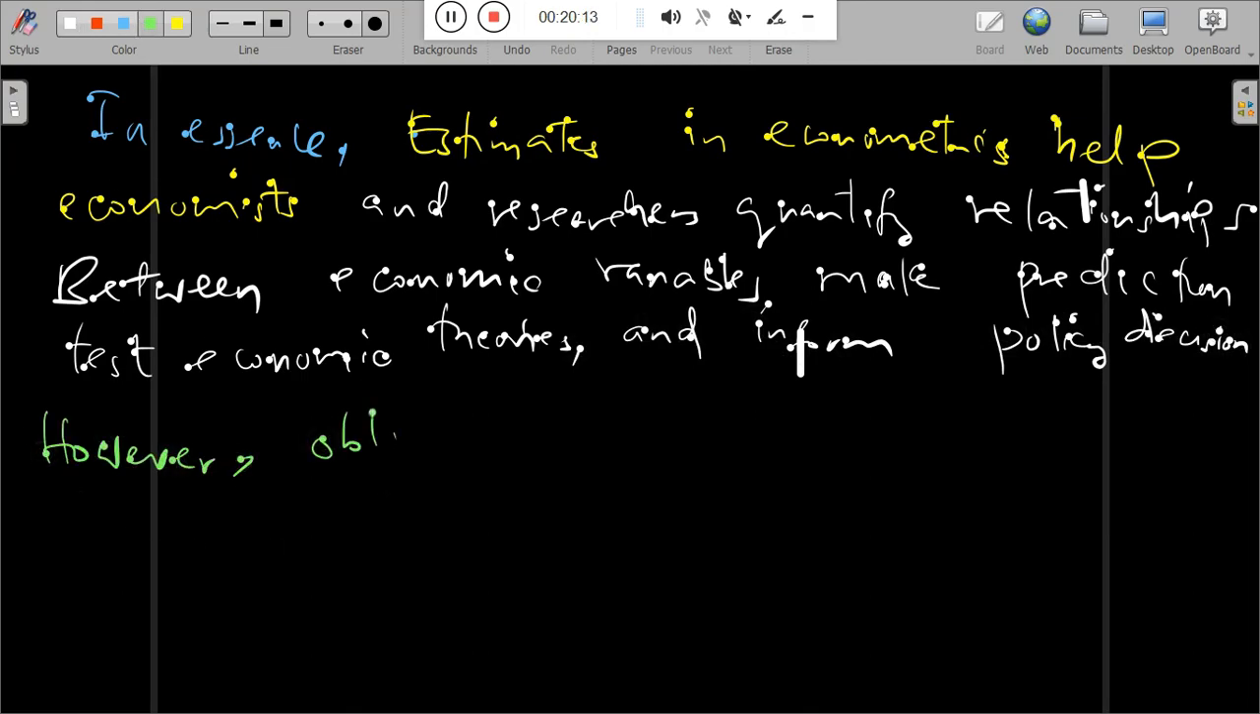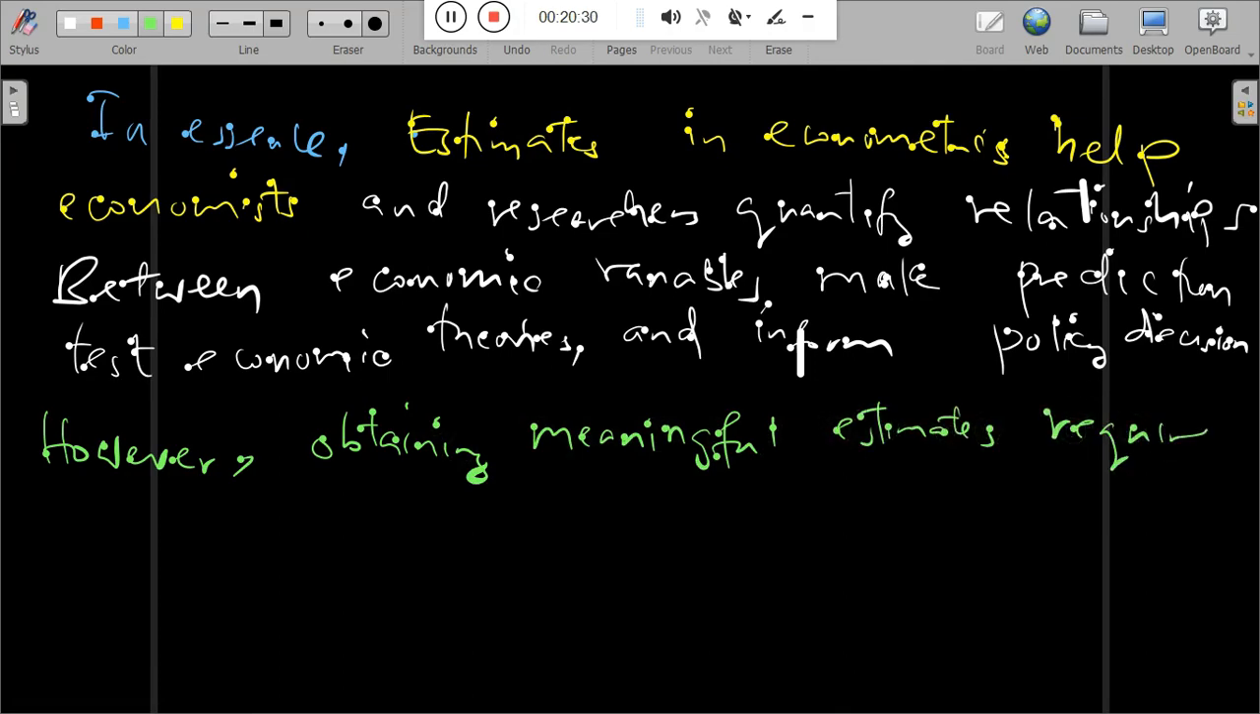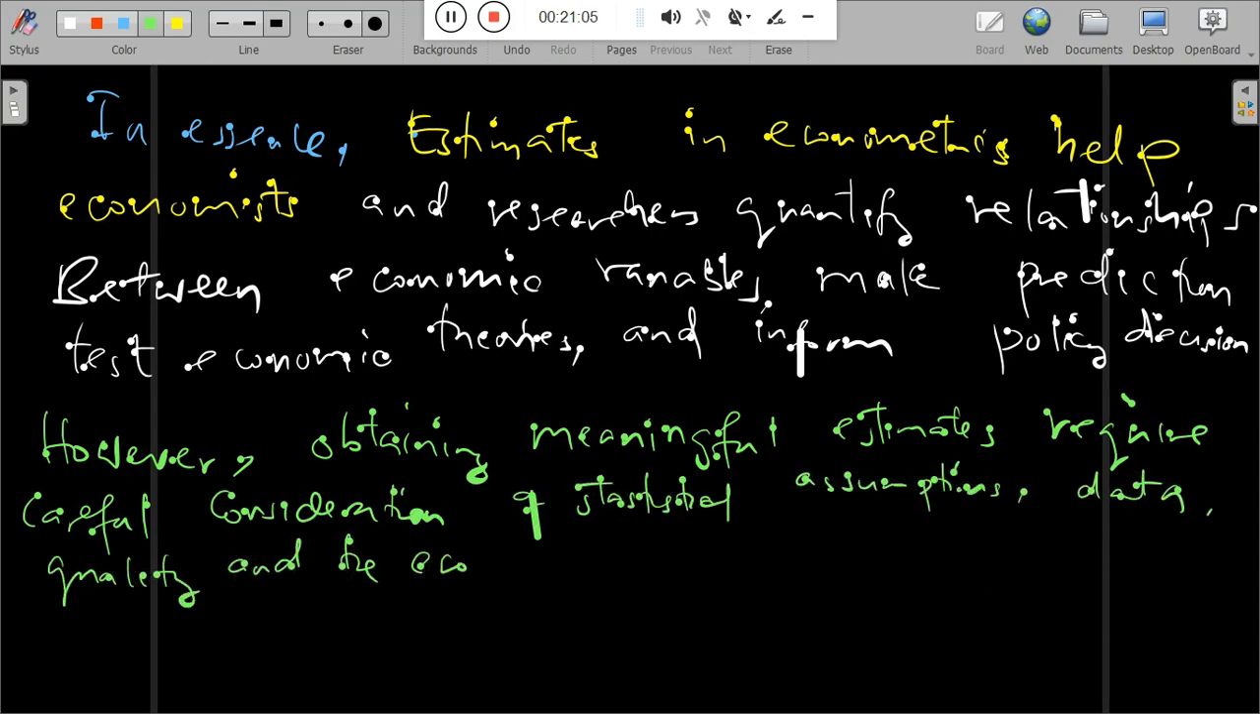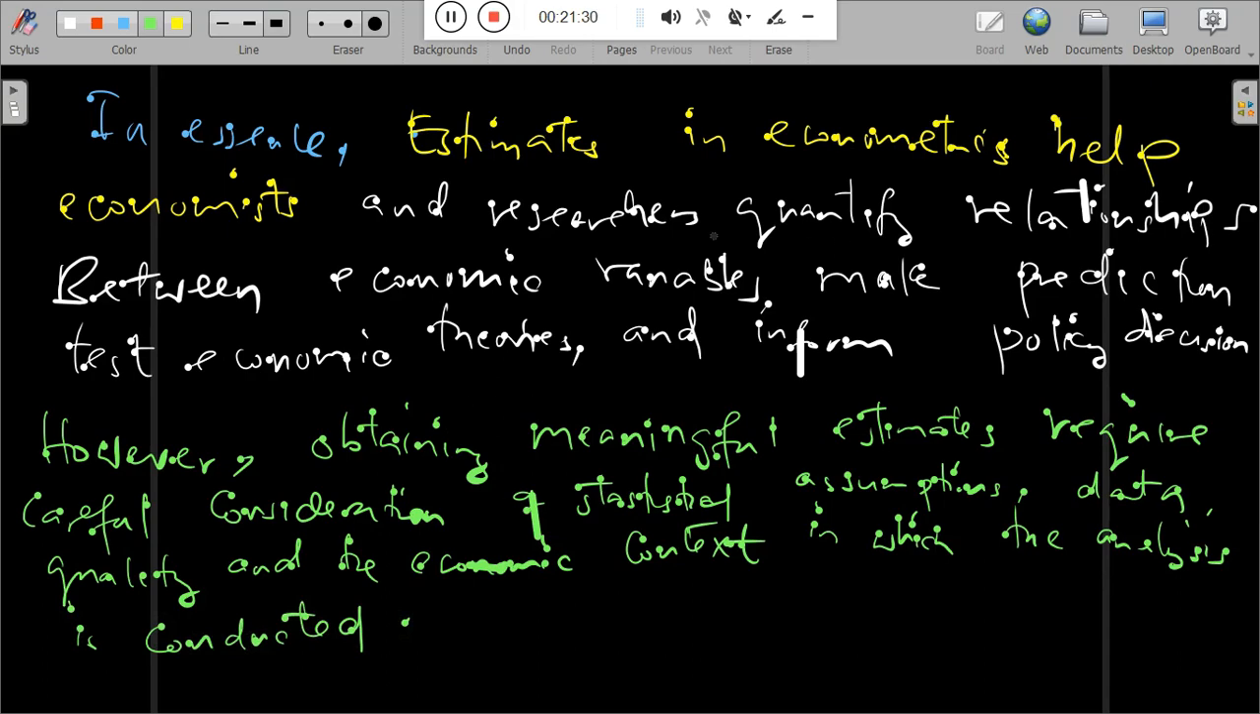So in essence, estimation in econometrics helps economists and researchers to quantify the relationships between economic variables, make predictions, test economic theories and inform policy decisions. However, obtaining meaningful estimates requires careful consideration of statistical assumptions, the data quality, and the economic context in which the analysis is conducted.